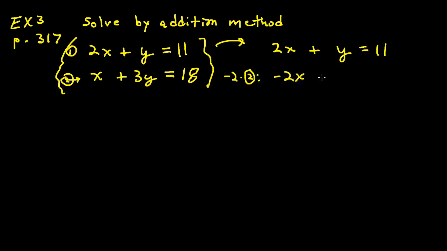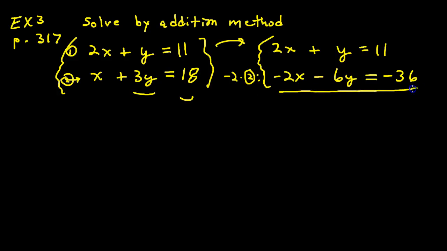I'll get a minus 2x, right? And minus 2 times 3y is minus 6y equals, and minus 2 times 18 is minus 36, right? All right, I now have an equivalent system. Number 2, the equation here, is an equivalent equation to the one I started with here. So I can then add these equations and get a resulting simpler equation.